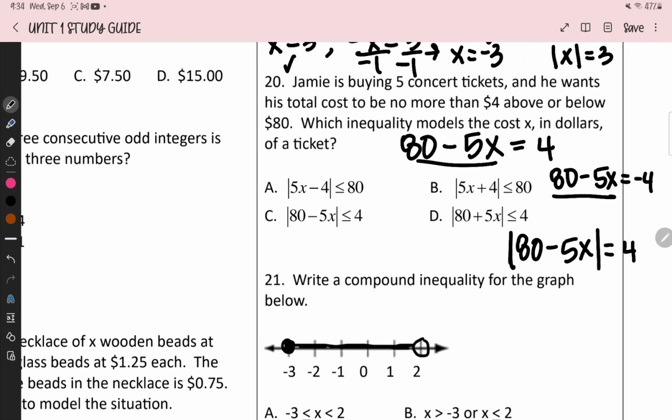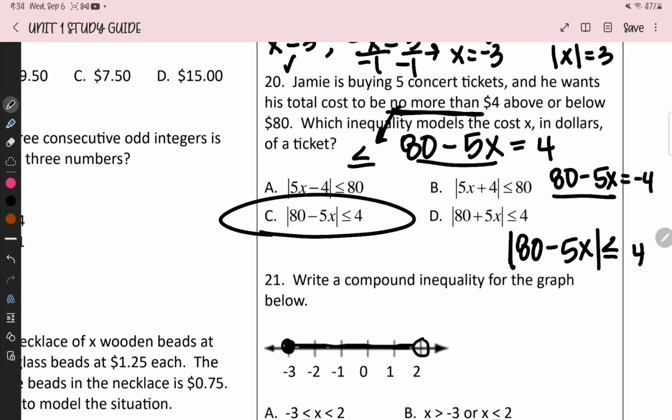Okay, and they say they want it no more than. The no more than is actually a less than or equal to, because I can't be above that, right? So it's going to be less than or equal to. I can just change what I've got slightly, and that's going to give me the full answer there. So less than or equal to 4 there. Okay, so that's what I would have done. I would have kind of done it backwards to make it make sense in my head, and that does that.